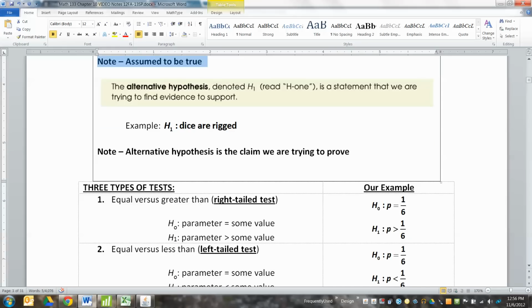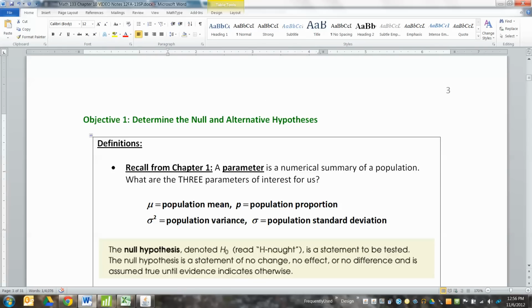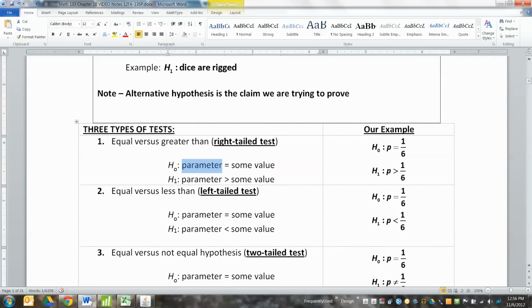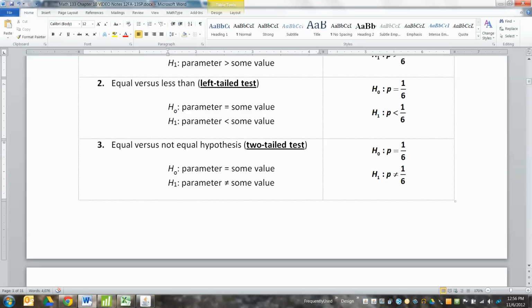Now, there are 3 types of tests that we can run. We can run a right-tailed test, left-tailed test, or two-tailed test. So the right-tailed test is going to be, hey, you've got some parameter. Remember, parameters are the mean, mu, population proportion, p, or variance or standard deviation, sigma squared or sigma, is equal to some value. Always equals. Notice the null hypothesis always has equals in it. Always, because it's assumed to be true. The alternative is the parameter is greater than, that's a right-tailed test. The parameter is less than, that's a left-tailed test, or the parameter is not equal.